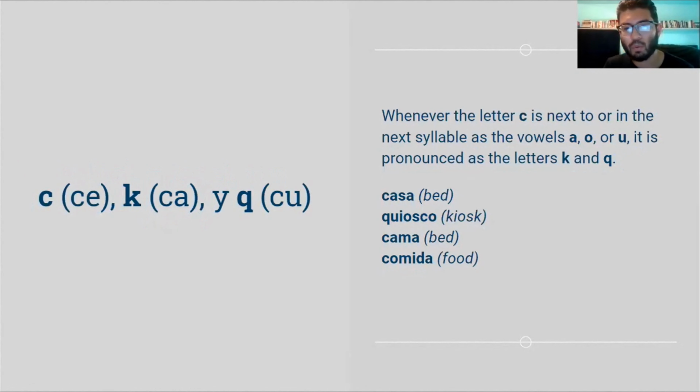Other words that have the C produce the K and Q sounds are casa, kiosco, cama, comida. Not all of them are pretty common words in Spanish, maybe except for kiosco. The reason why I added kiosco here is because it has all of our three letters, no? The letters that we are focusing on now, kiosco, Q, S, and C. It has S, which we looked at earlier. And we can see how, in this case, the letter C and the letter Q produce the same sound, kiosco, no?